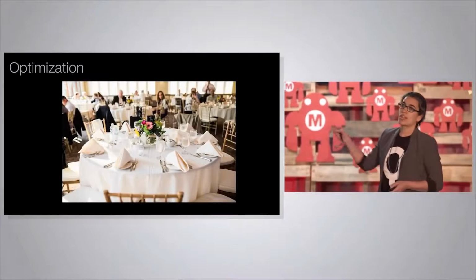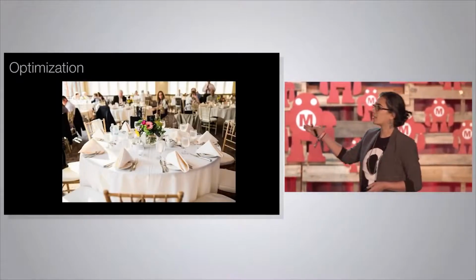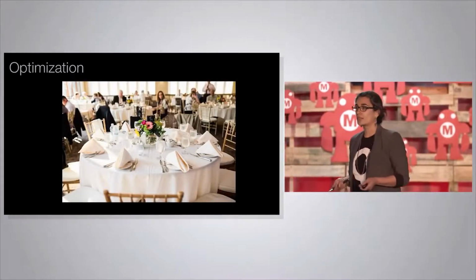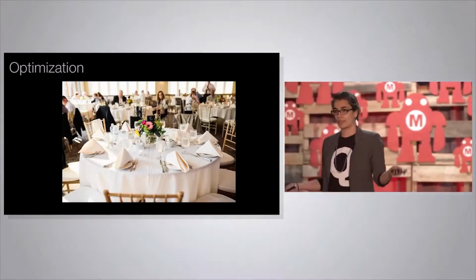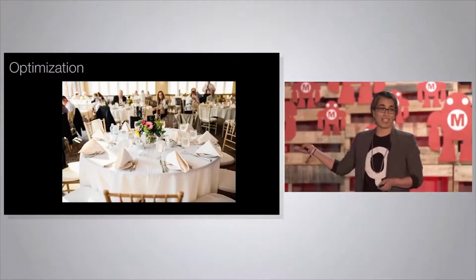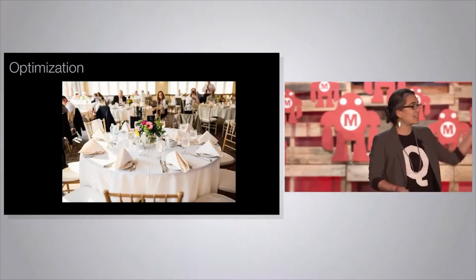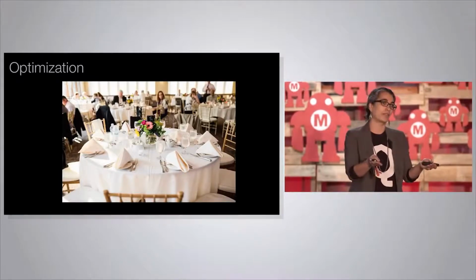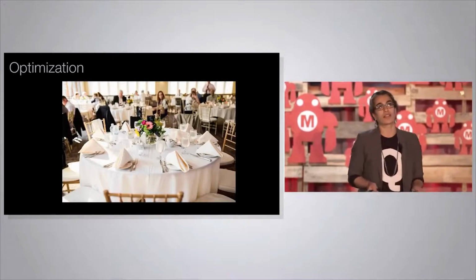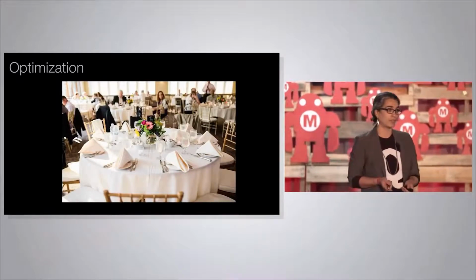So the first example is optimization. Optimization is, I want to find the best solution to a problem among many possible solutions. So here's a picture of a table. This is the table at my wedding. It's one of many tables, but you can seat 10 people around a table. You have 10 people over for dinner. How many different ways are there to configure 10 people around a table?